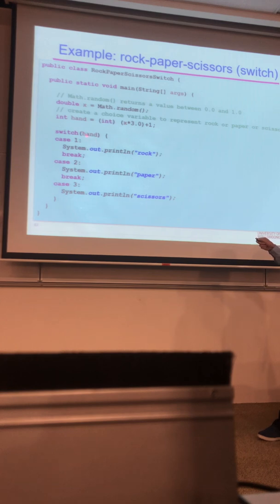So if the value given to the hen is equal to 2, we go to the case number 2, we print out the word paper, followed by a break, we come out to the main method. Otherwise, case number 3, we print out the scissors. So you can see that for case number 3, we don't need a break. Immediately after the printing, we can exit from the switch statement.